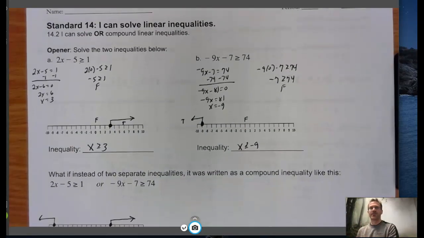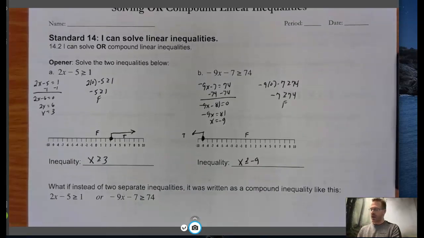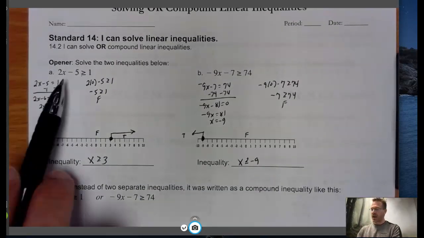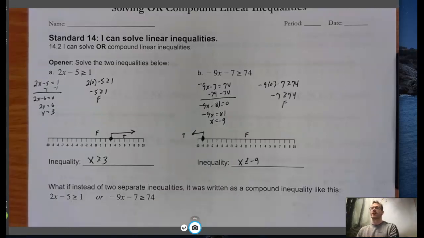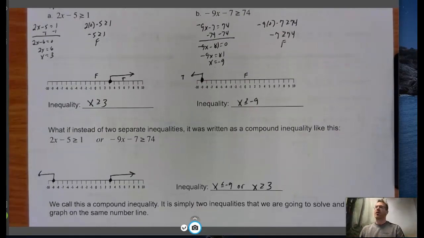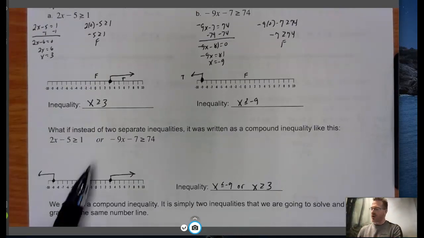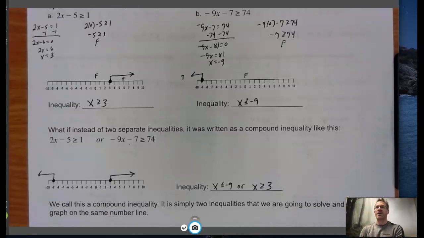So what if we had this? Notice it's the same inequality here, and the same inequality here, but now we have this OR. It's 2x minus 5 is greater than or equal to 1, or -9x minus 7 is greater than or equal to 74. So here's all we do. We just do both problems just like we did before, and the end result will be on the same number line. All the compound inequality does is mean we have to work two problems and then combine them on the same number line.